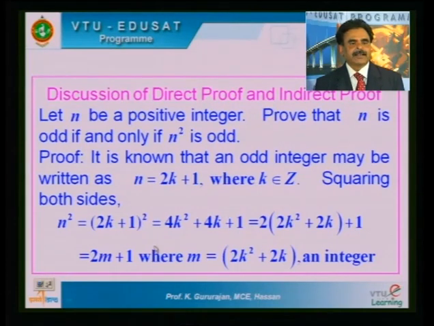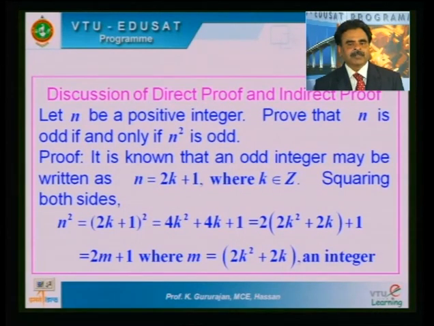For example, consider this problem where I start with n as a positive integer. I want to prove that n is odd if and only if n square is odd. That is, if n is an odd integer, then its square is also an odd integer. On the other hand, if n square is an odd integer, then n must be an odd integer. We shall try to discuss both direct and indirect proof for this problem.